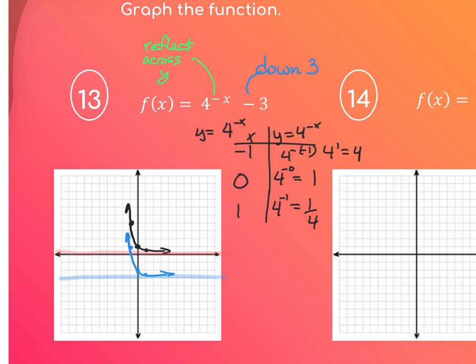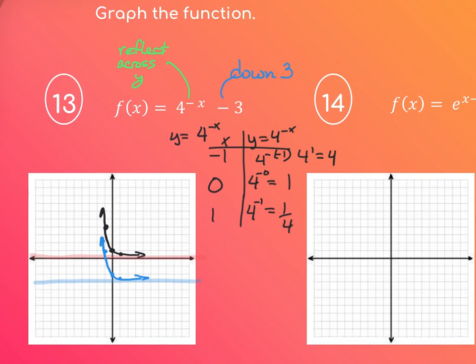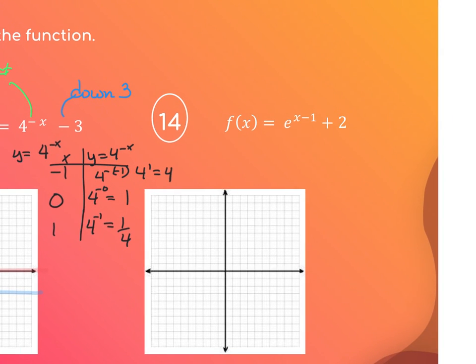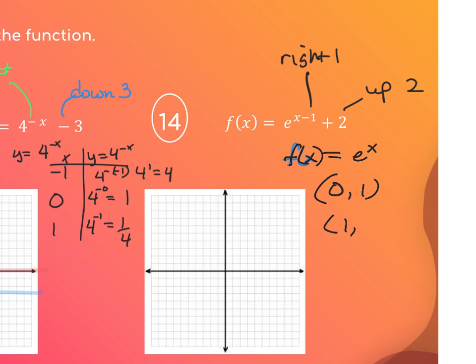All right, one last example. See if we can get to it before the bell. We're shifting the e graph. So I'm going to first graph f(x) equals e^x, but then I'm going to shift up 2 and to the right 1. So again, you could graph the 0, 1 and the 1, e, which is 2.71. So let me graph those.